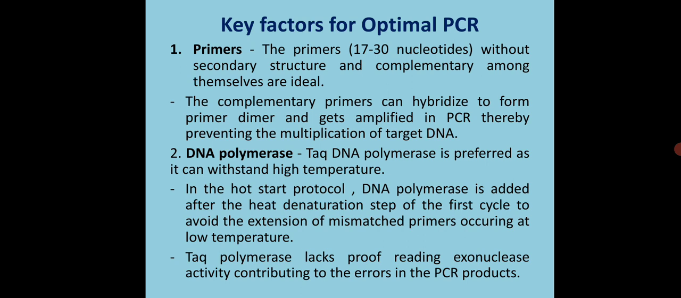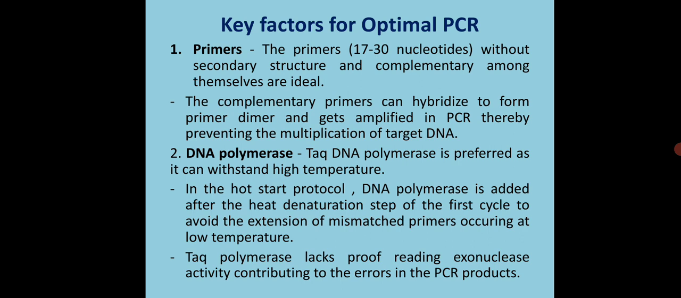The next topic is the key factors for optimal PCR. See, primer is very important, DNA polymerase is very important. Each and everything involved in PCR is important for getting the proper amplification. A primer of 10 to 30 nucleotides containing a sequence without secondary structure and not complementary among themselves is an ideal one. Complementary primers can form primer dimers and get amplified in PCR, thereby preventing the multiplication of target DNA.